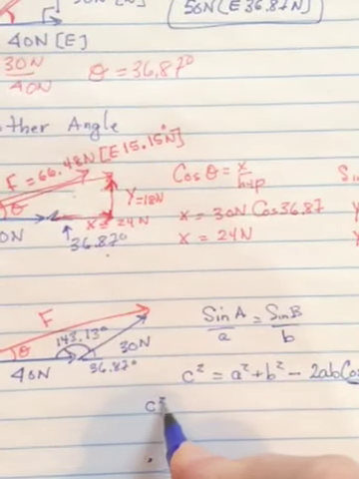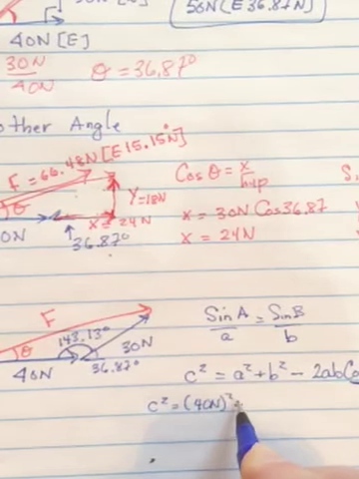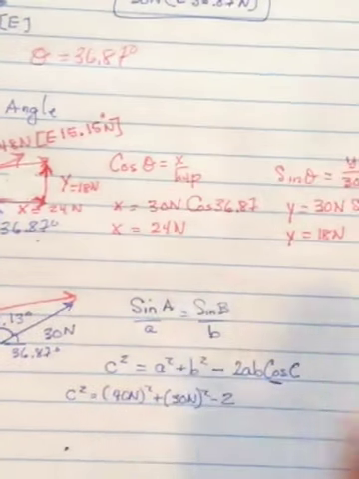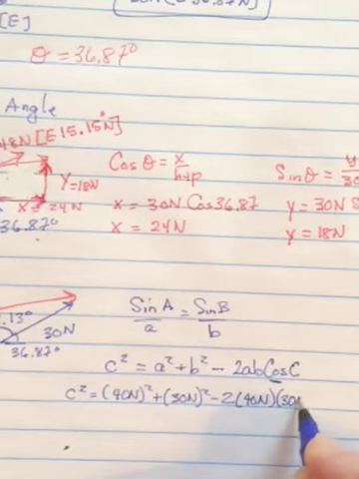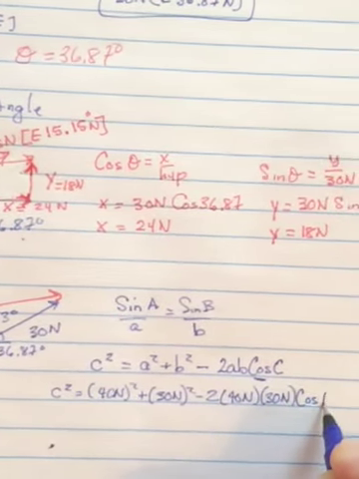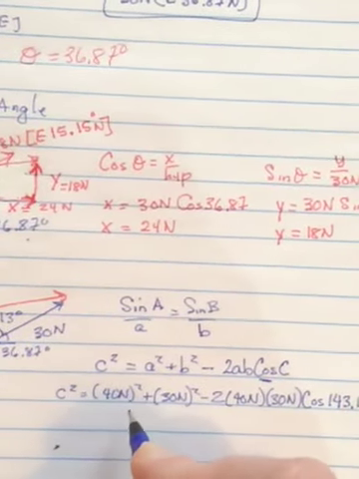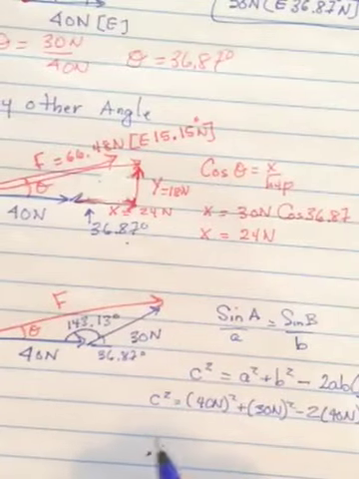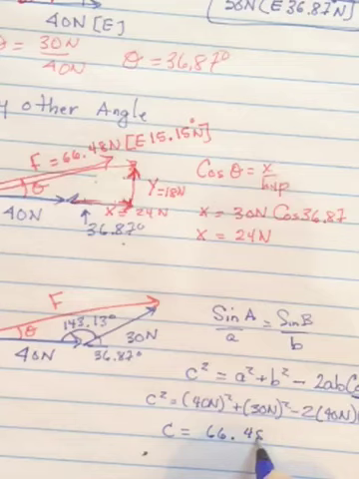So you would do c squared is equal to 40 newtons squared plus 30 newtons squared minus 2 times 40 newtons times 30 newtons times the cosine of the 143.13. And when you do all that and take the square root, you should get back 66.48, because you should get the same answer no matter which way you do it, 66.48 newtons.